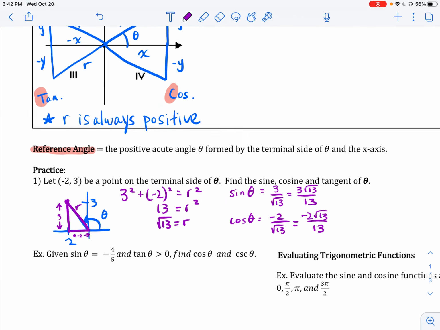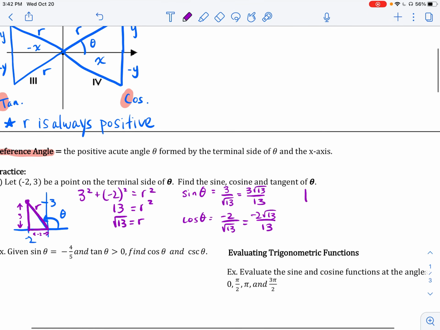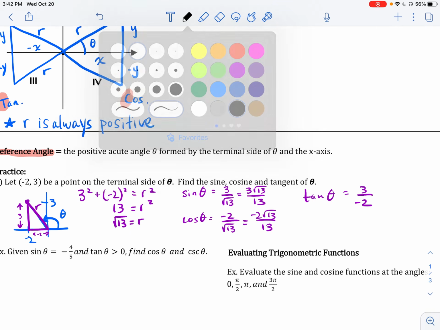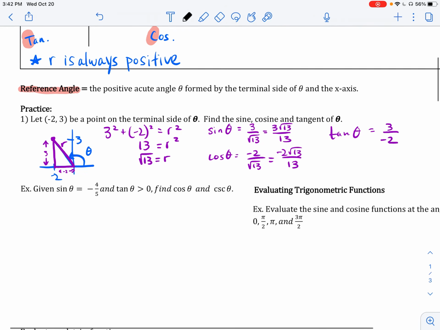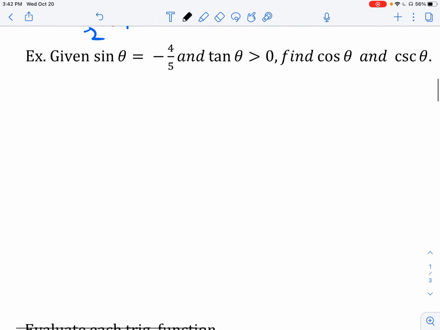And then finally, let's just do tangent. Tangent of theta is going to be opposite over adjacent, which is just 3 over -2. Okay? And then finally, the other type of problem that we haven't really done yet is something like this next problem here. So let's take a look at this one.